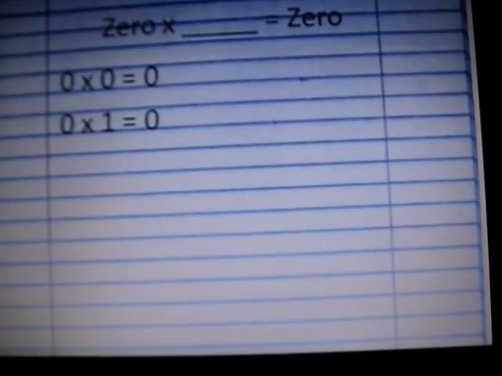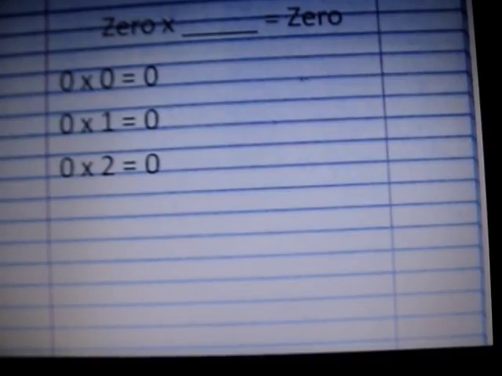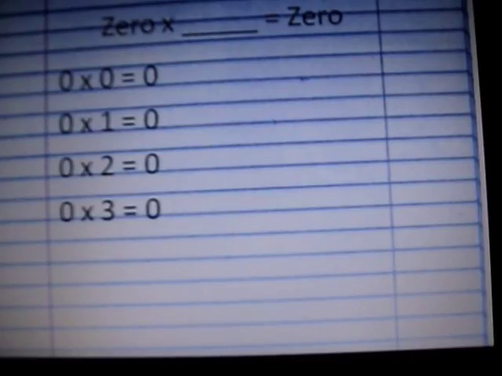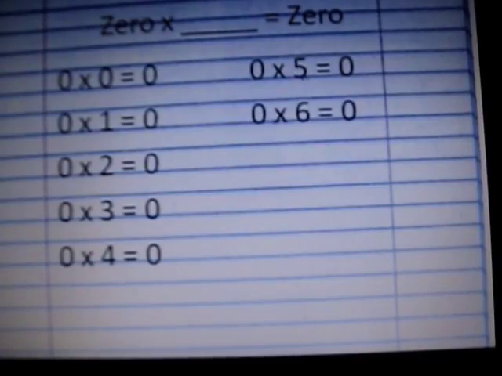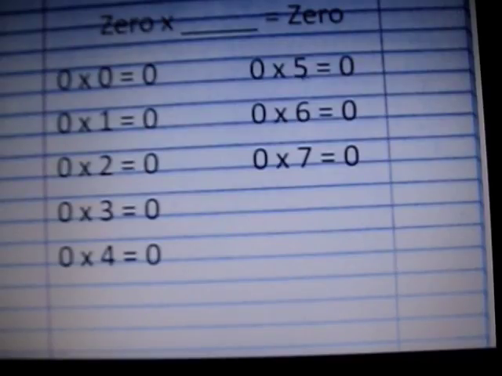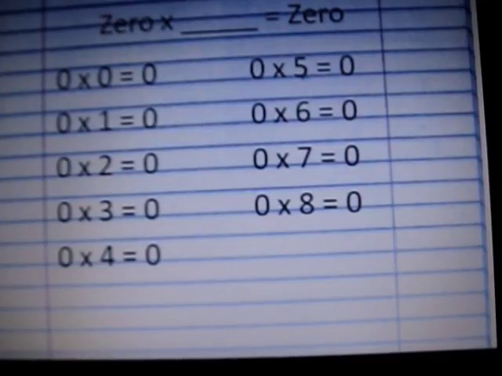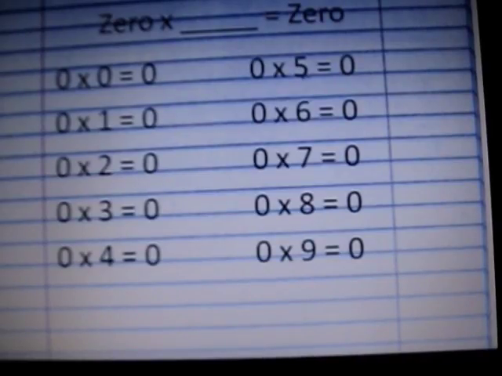0 times 1 equals 0. 0 times 2 equals 0. 0 times 3 equals 0. 0 times 4 equals 0. 0 times 5 equals 0. 0 times 6 equals 0. 0 times 7 equals 0. 0 times 8 equals 0. 0 times 9 equals 0.